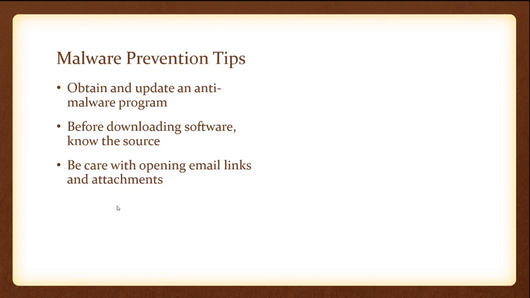So here are some more malware prevention tips. You should always obtain and update an anti-malware program that scans your computer regularly. Before downloading any software, make sure you know where it's coming from and that it's a trusted source. If you just have joesbirds.com and they want you to download this file so you can have the most updated list of birds, you might not know what that is. You might not know that particular source as well as you know some other places. So make sure you know the source.